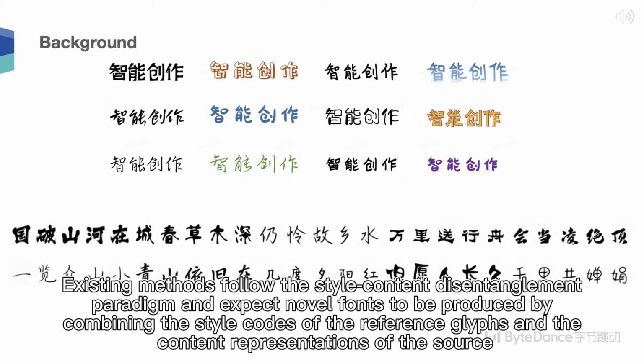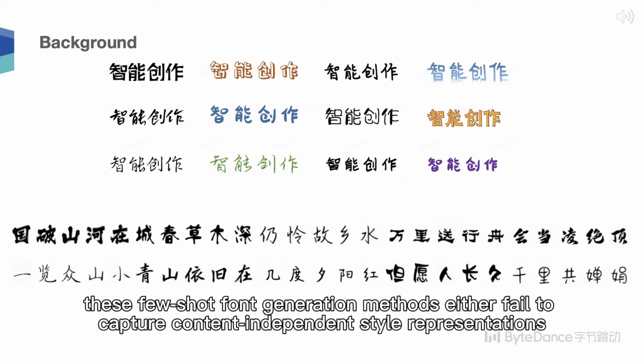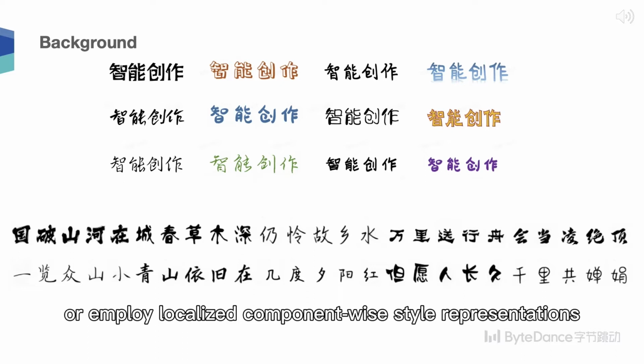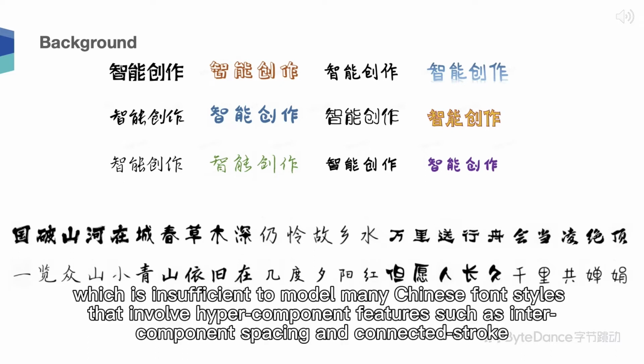Existing methods follow the style content disentanglement paradigm and expect novel fonts to be produced by combining the style codes of the reference glyphs and the content representations of the source. However, these few-shot font generation methods either fail to capture content-independent style representations or employ localized component-wide style representations, which is insufficient to model many Chinese font styles that involve hypercomponent features such as intercomponent spacing and connected stroke.